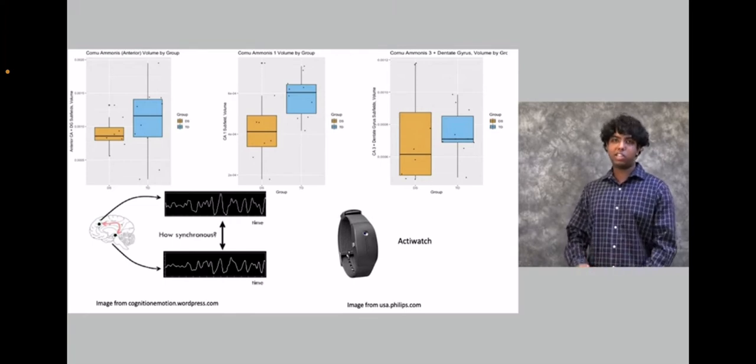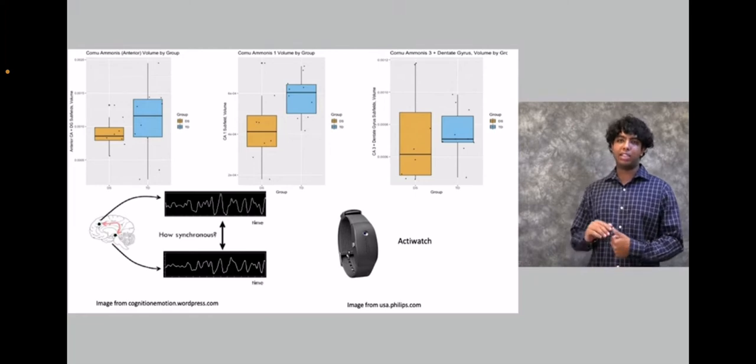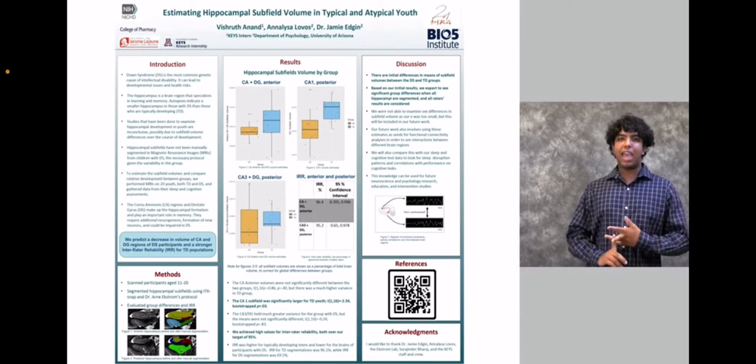In our CA1 and our CA3 posterior regions, however, our hypothesis was proven right, and our Down syndrome group had a smaller volume. This is really important, and it's a pilot study, so as we do more, we'll have more information on it. But we can use this in future neuroscience research, psychology research, and other data.